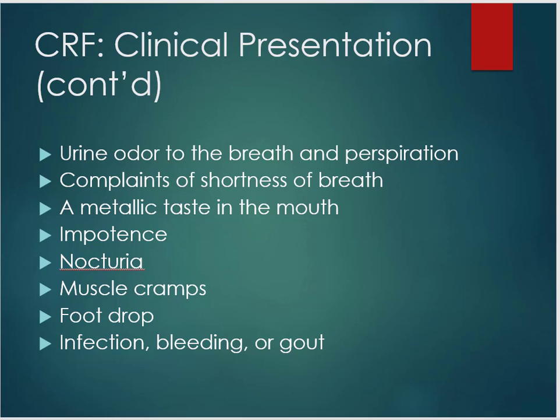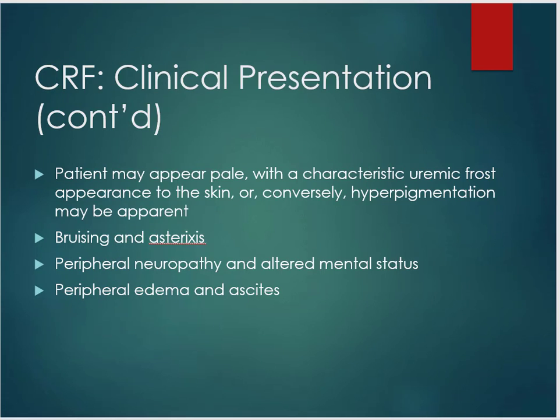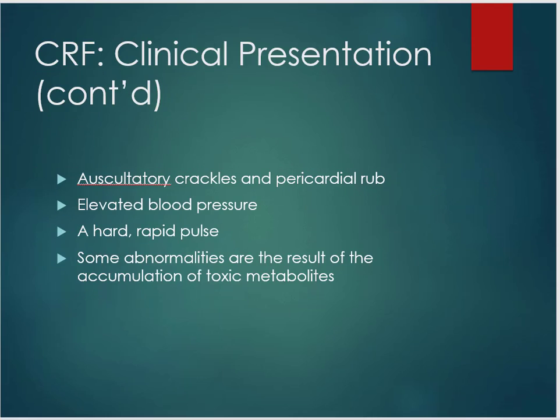The patient may appear pale. There also may be a uremic frost appearance to the skin, or there can also be hyperpigmentation. You can have bruising. There can be peripheral neuropathy, altered mental status, and swelling and ascites to the abdomen. When you listen to the lungs, you may notice crackles or a pericardial rub, elevated blood pressure, a rapid heartbeat, and there is also an increase in the metabolites seen in the blood.